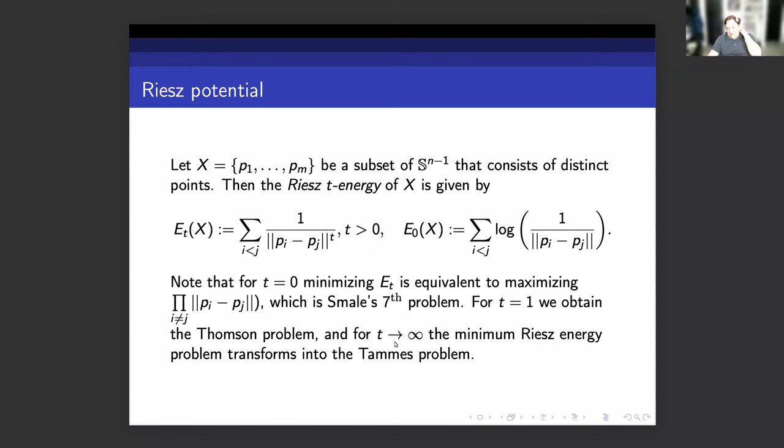When t approaches infinity, it can be considered like the optimal for spherical codes, namely, it's also called the Tammes problem. For a given number of points on the sphere, find the configuration with the maximum minimum distance between points, angular distance or Euclidean distance, it doesn't matter in this case. This is a classical problem, and things like the kissing number are related to this problem. Okay.